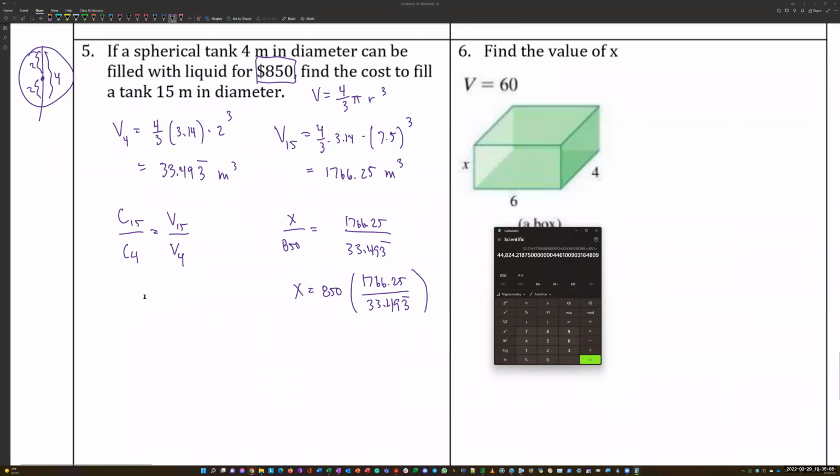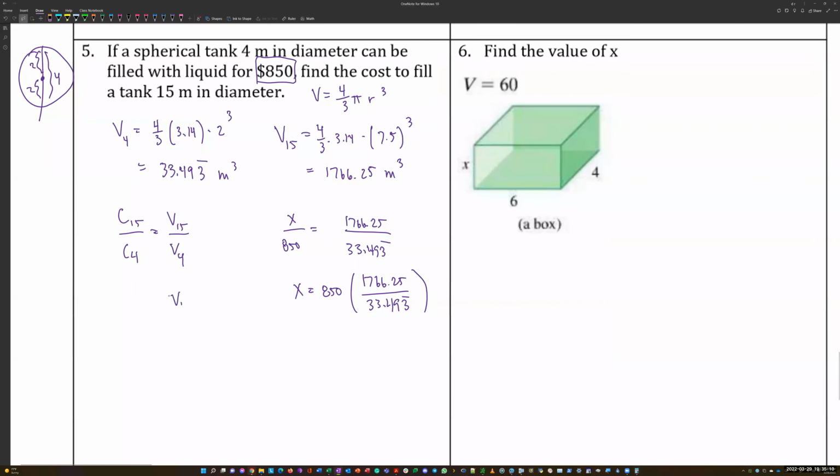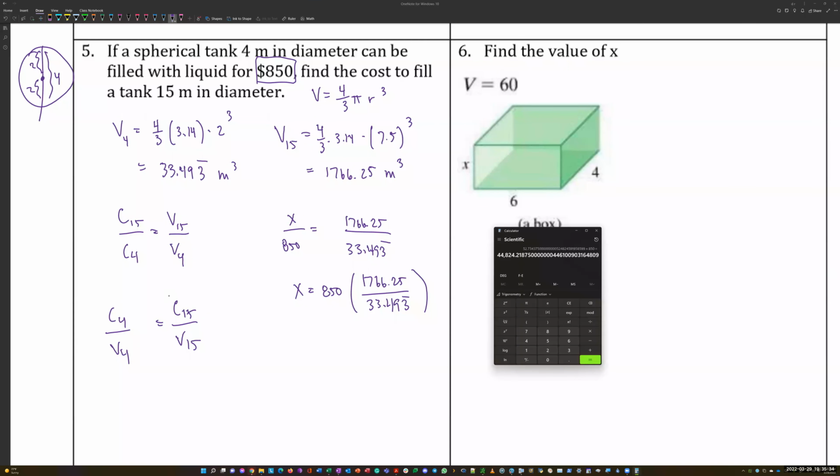Because effectively all you're saying is, instead do this: cost of 15 divided by volume of 15 is equal to cost of 4 divided by volume of 4. That's the only difference that you're doing. All right, it's the same thing. Does that make sense? Okay. Do you understand or no? I understand. Yeah. It's six of one, half a dozen of the other.